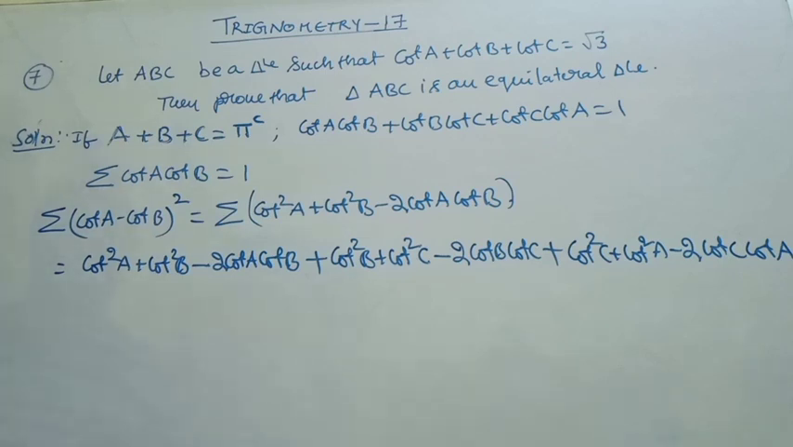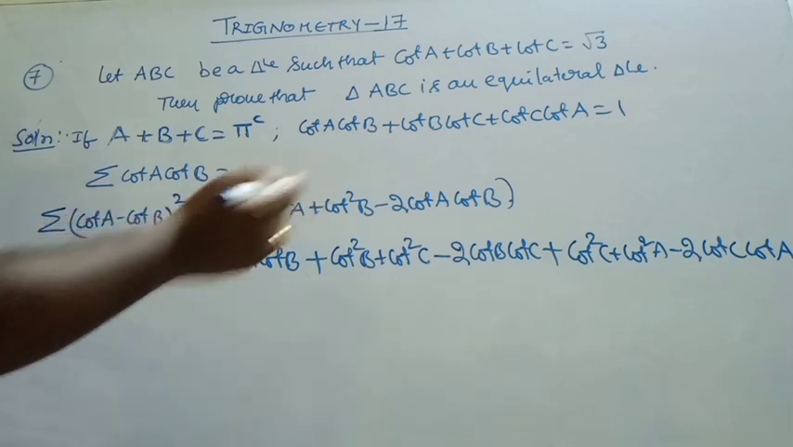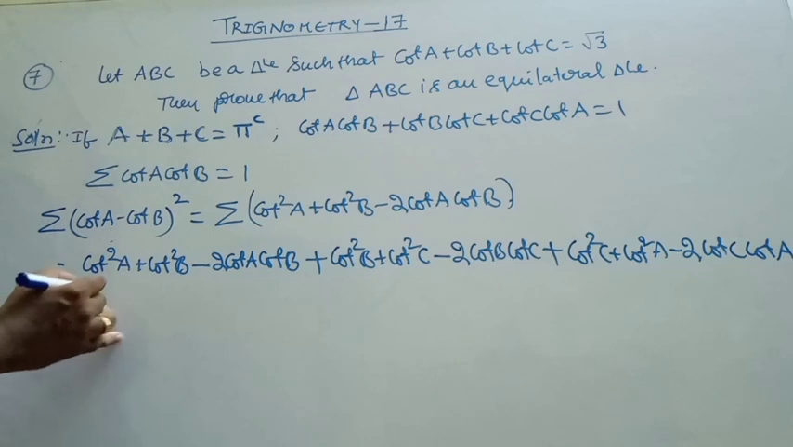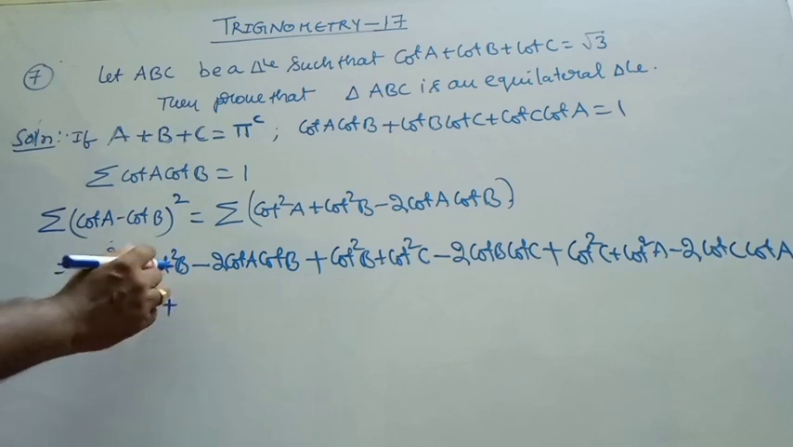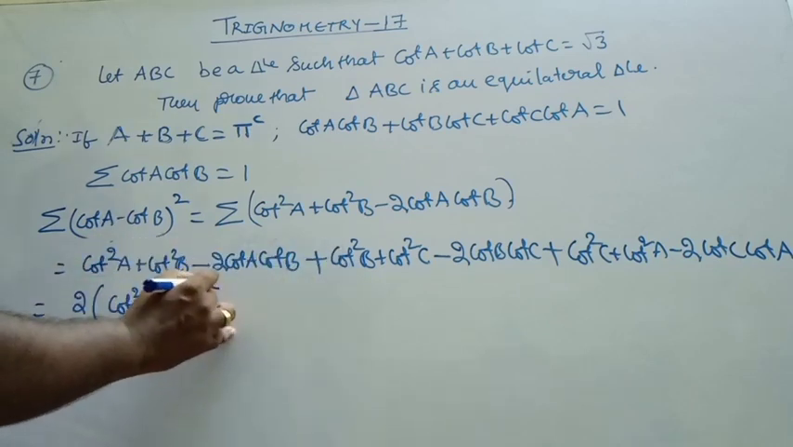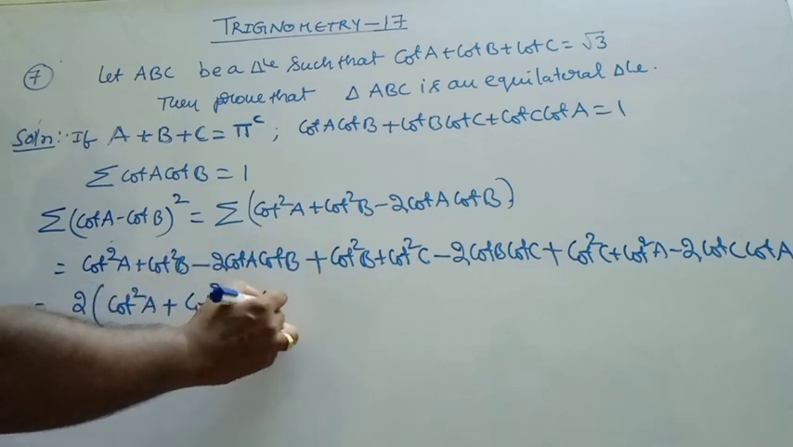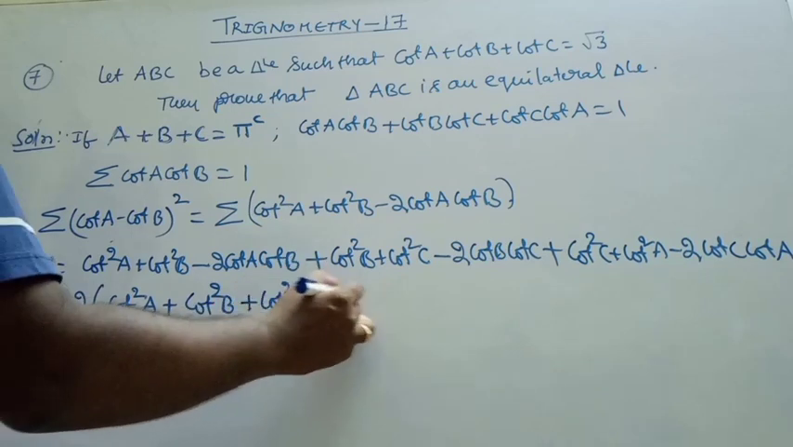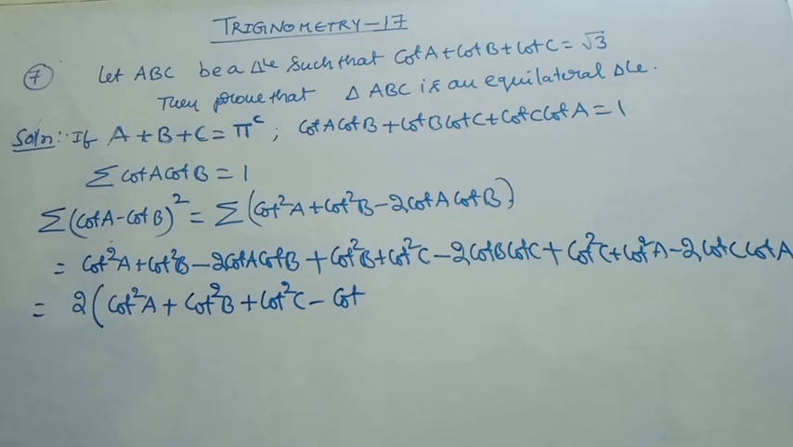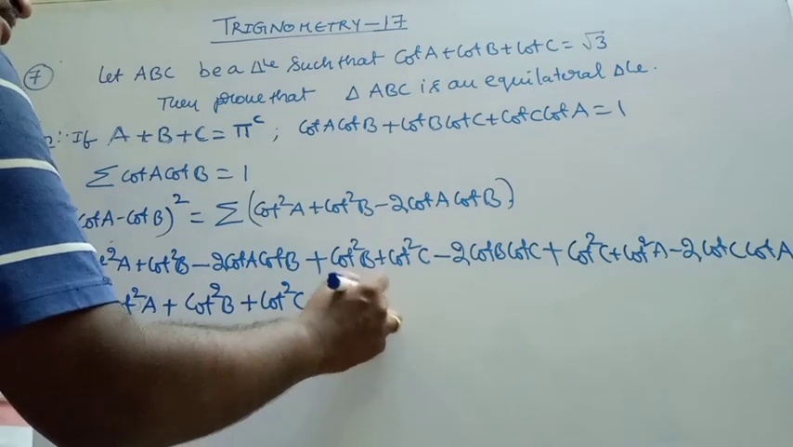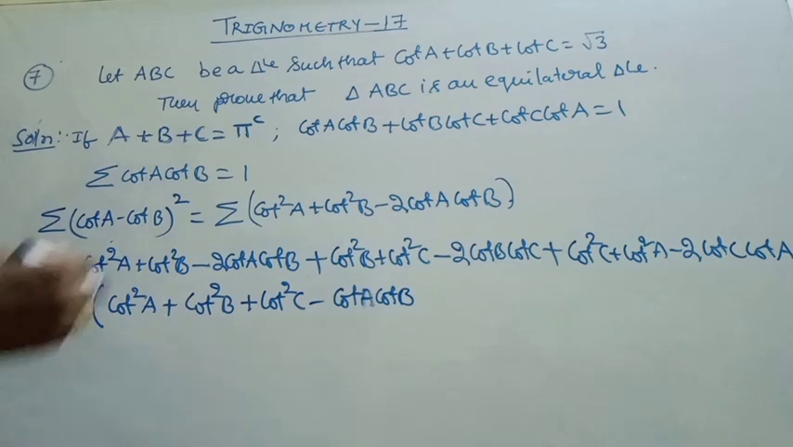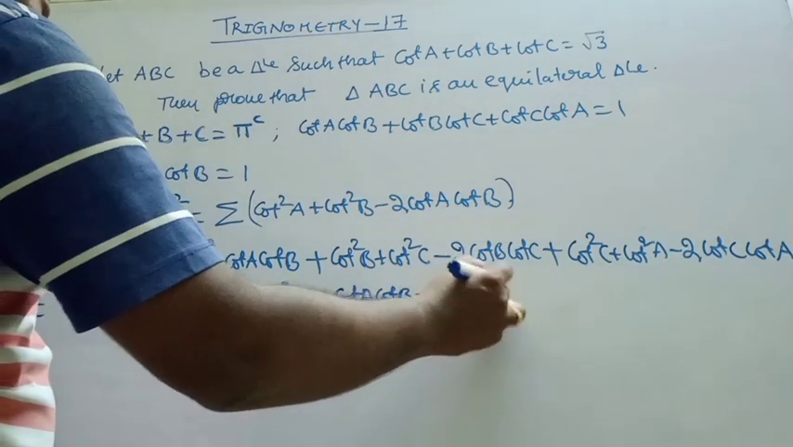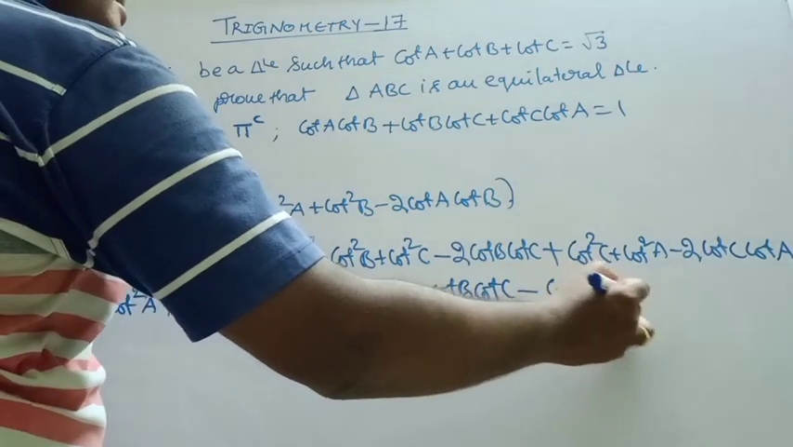Wonderful. Now see how many cot square A there are: one here and one there, so there are totally 2 cot square A. Therefore, I am taking 2 common. Similarly there are 2 cot square B, and 2 cot square C. Minus, because we have taken 2 common throughout, we have 2 times cot A cot B minus cot B cot C minus cot C cot A.